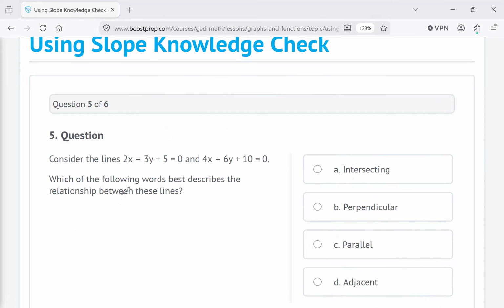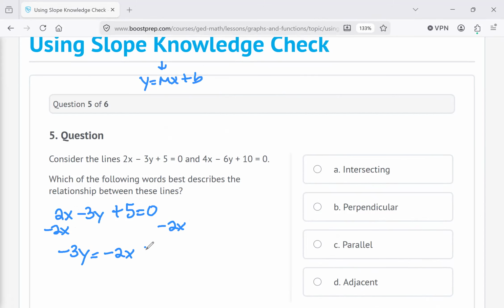So what we would do is put both in the form y equals mx plus b, because at that point you could figure out the slope, right? So let's start with the first one, 2x minus 3y plus 5 equals 0. Let's get y by itself. First I would subtract 2x from both sides. So this is -3y equals -2x plus 5. And then I would get rid of this -3 by dividing everything by -3.